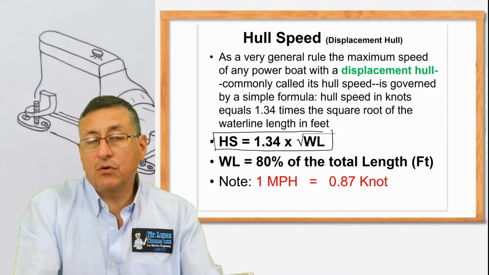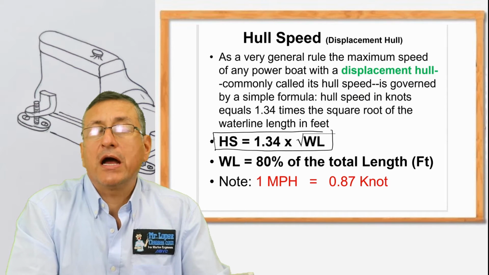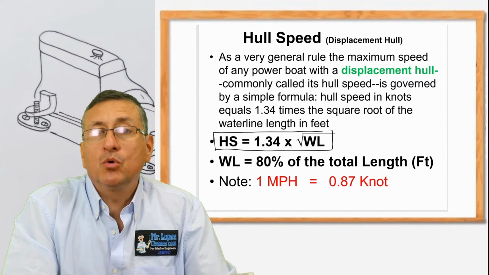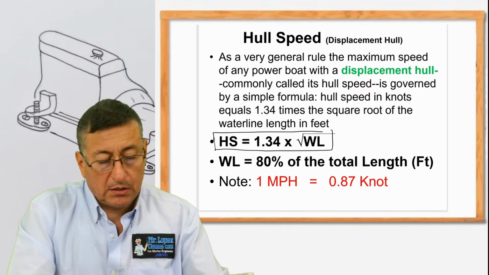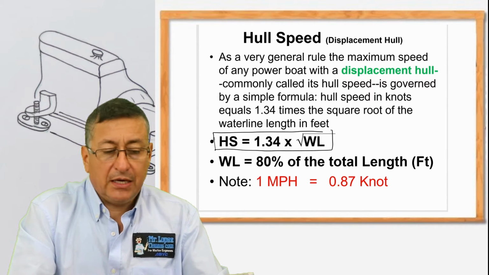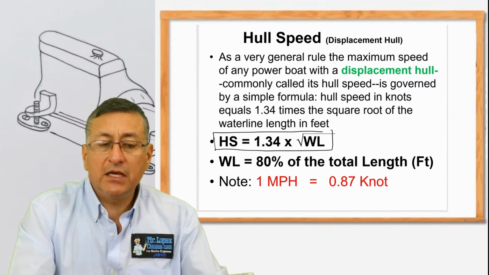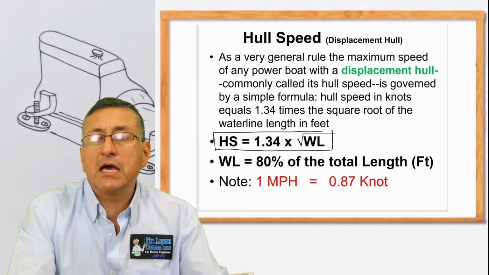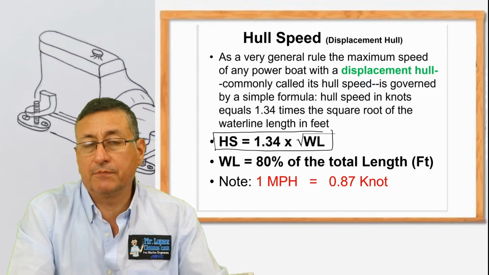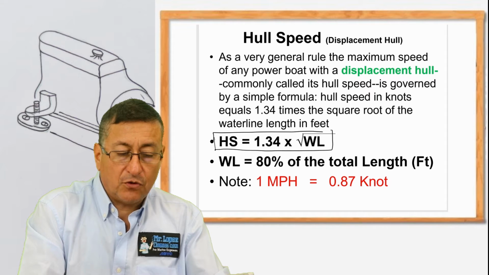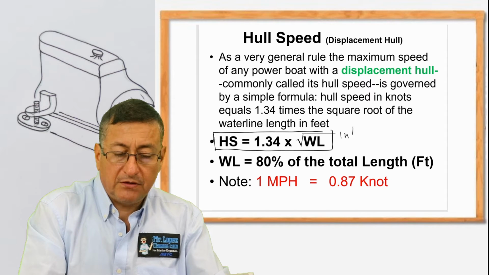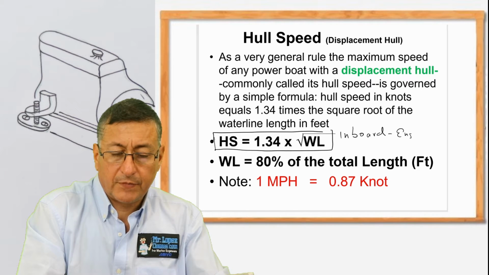1.34 times the square root of the water line. This is for an inboard boat, no outboards. For outboards, the formula is a little different. It's 1.7 times the square root of the water line. This formula is for inboard engine, and this is for a displacement hull.